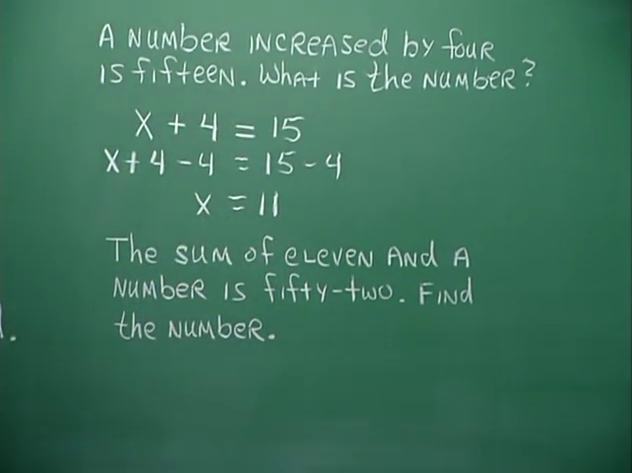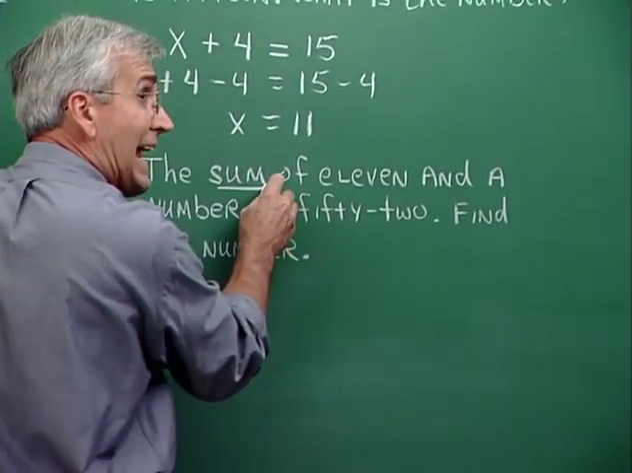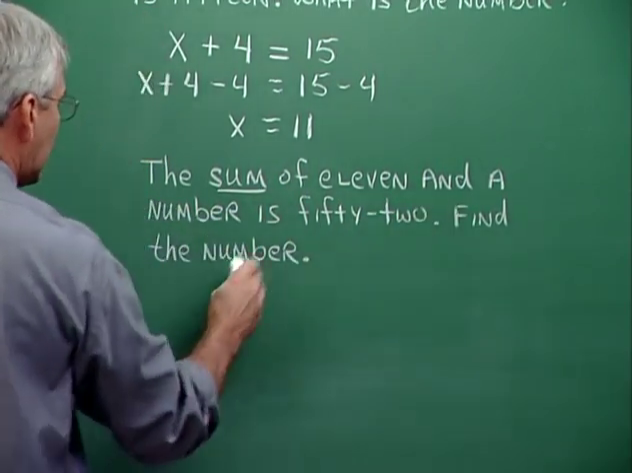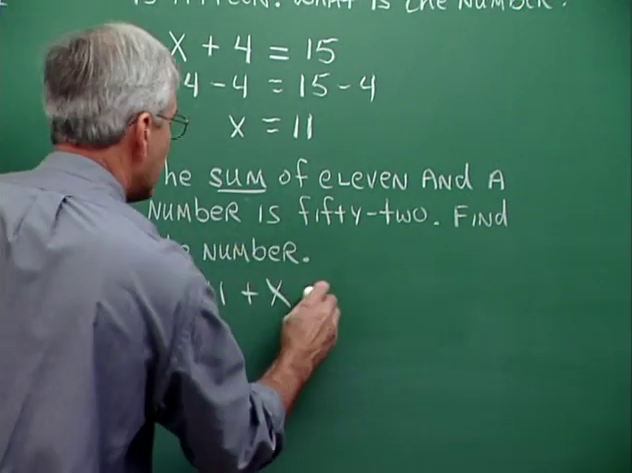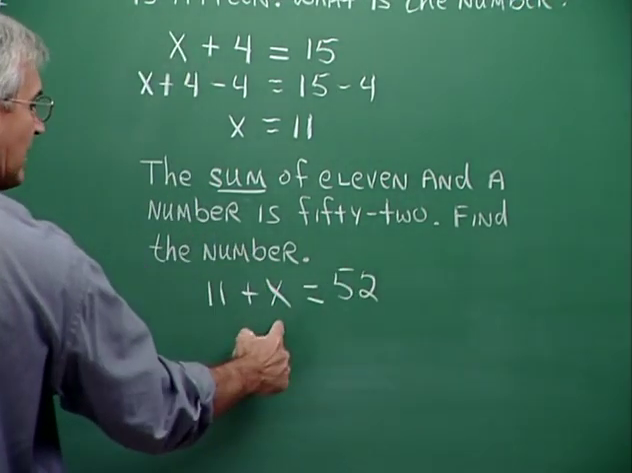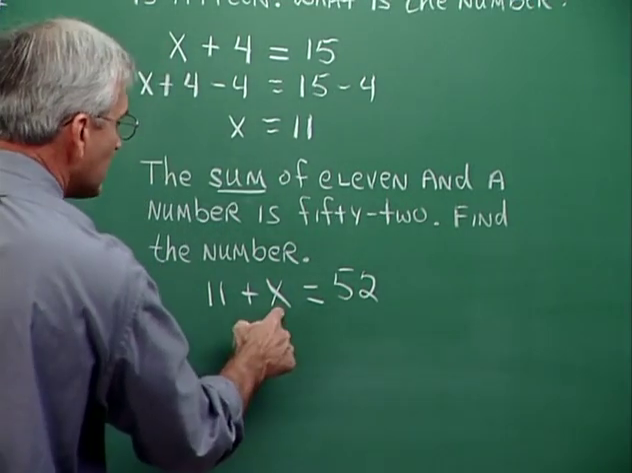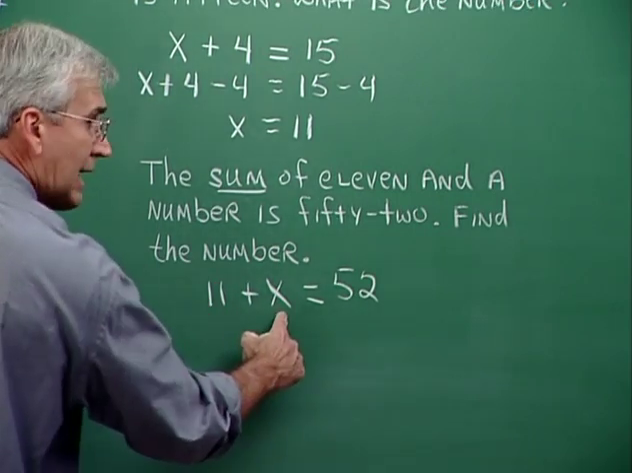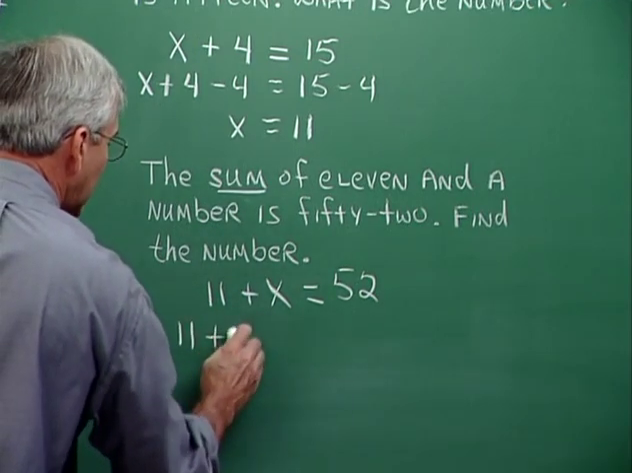The number is 11. The sum of, as soon as we see the word sum, we know we're going to add, because it's the answer in an addition problem. The sum of 11 and a number is equal to 52. Find the number. By the way, the selection of x as the letter here is completely arbitrary. We can use any letter we'd like for the unknown quantity. At any rate, we're trying to isolate the x. In this case, we do that by eliminating the 11, and we eliminate 11 by subtracting 11 on both sides.